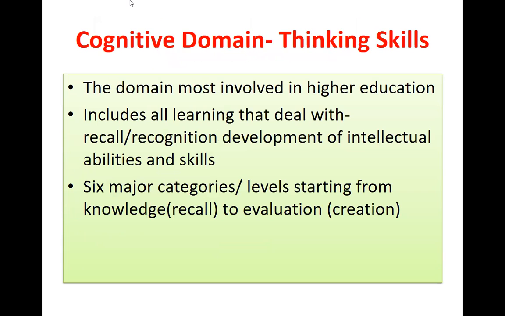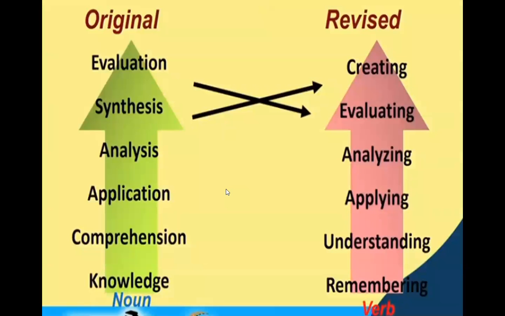So cognitive domain is the most involved in the higher education, and it includes all learning that deals with recall, recognition, development of intellectual abilities and skills, and 6 major categories, levels starting from knowledge to evaluation. So we'll see the levels in the cognitive domain.